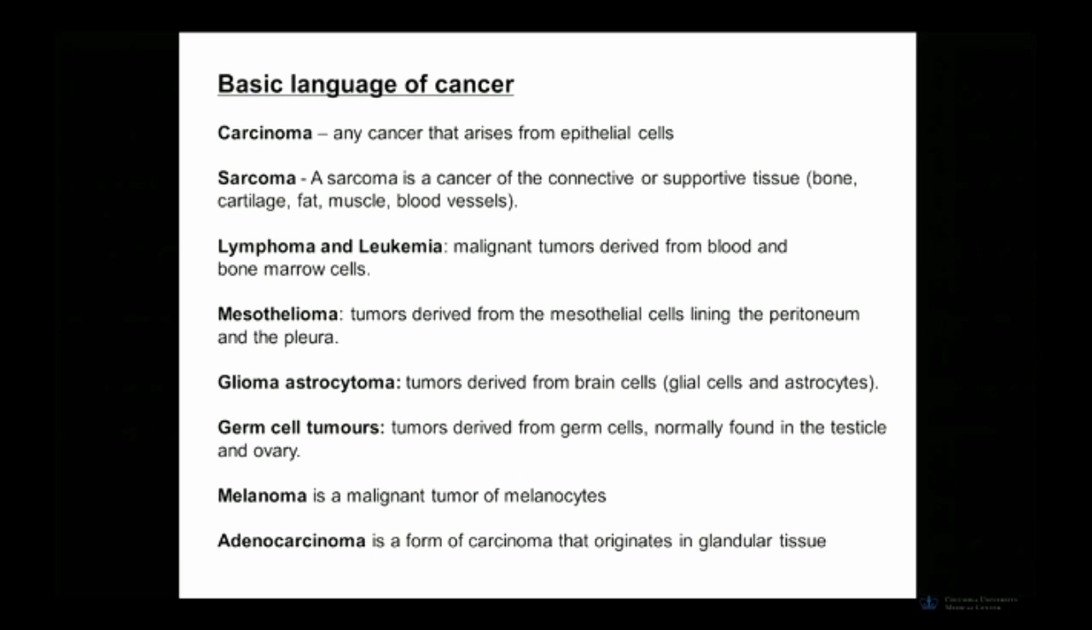Gliomas and astrocytomas are tumors that are derived from brain cells, specifically from glial cells in the brain. And as I said last time, all primary brain tumors are glial in origin. You don't see primary brain tumors being of neuronal origin.